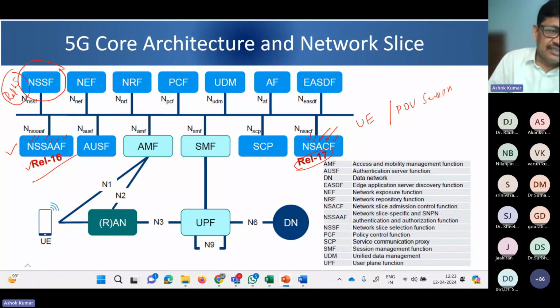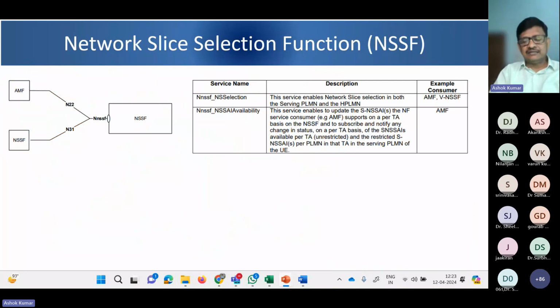If you have release 16, then you can do slice specific authentication. And if you are at release 17, you can also do admission control function. Okay, so let's look at each of these network functions, what exactly they do. This table and picture I have taken from the standard itself. I have just copied it, what you see.